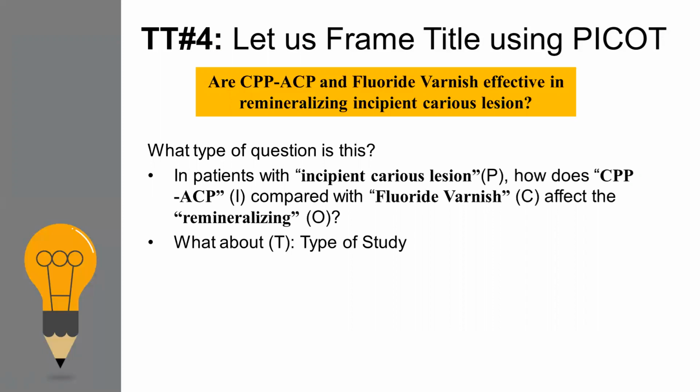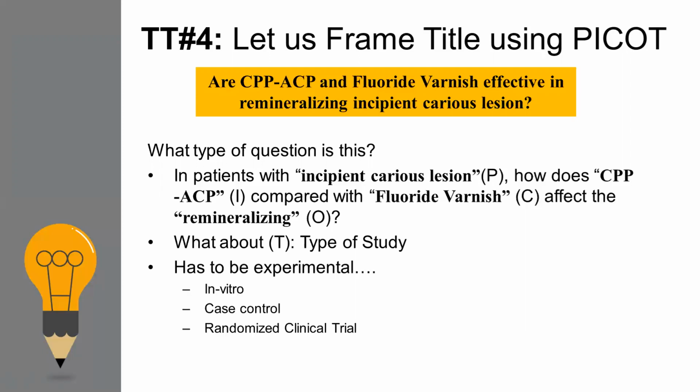So what about T? Now we design our research methodology based on what parameters and how we are going to study. It can be an in vitro experimental study, which can be done on extracted teeth. It can be done on the patients. So it can become an experimental design. So how you wish to do the experiment has to be the T. It has to be experimental, but now we want to find what type of experiment. It can be in vitro, case control, or you can conduct a randomized clinical trial. So this will replace your T with whatever you decide.